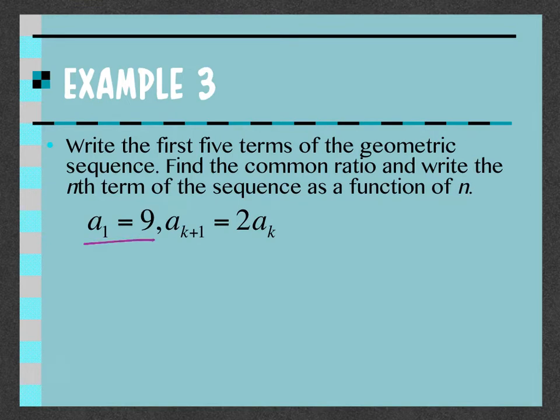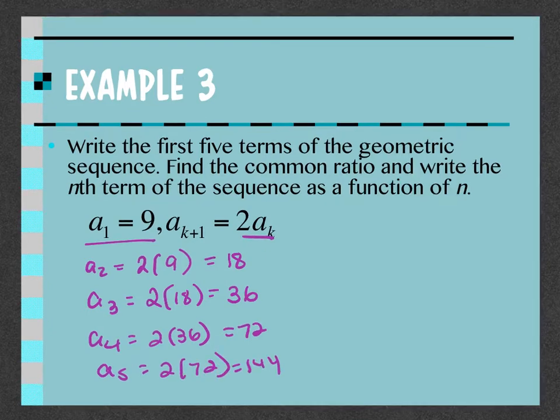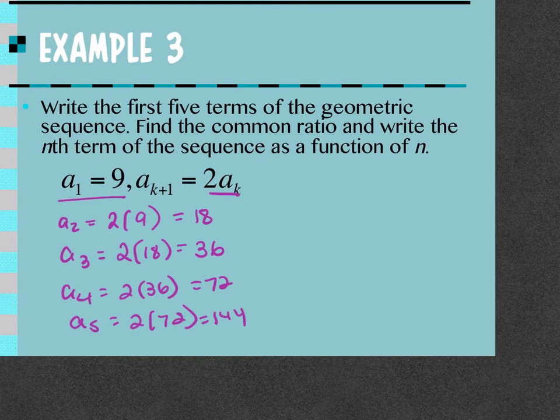So if my first term is 9, then a sub 2 is 2 times what comes before it, which is 9, and that's 18. A sub 3 is 2 times the one that comes before it, which is 18, and that's 36. A4, 2 times 36, which is 72. And A5, 2 times 72, which is 144. So the first 5 terms in the sequence would be 9, 18, 36, 72, and 144. That's the first part.